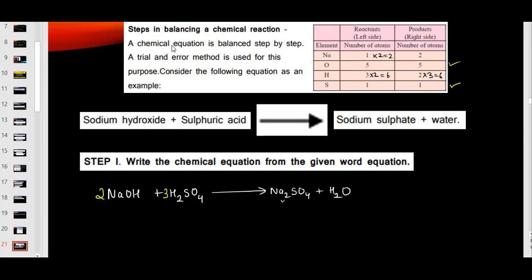Okay, this becomes 3 times 2, 6, right? But you see here, if you put 3 here, this will become 6 and this one will become 7. So this doesn't work. That's why it is called the trial and error method. So what we have to do here is we can put 3 here. If you put 3 here, 3 times 2, here it is 6, right? Here it is 6, but here it is 3.